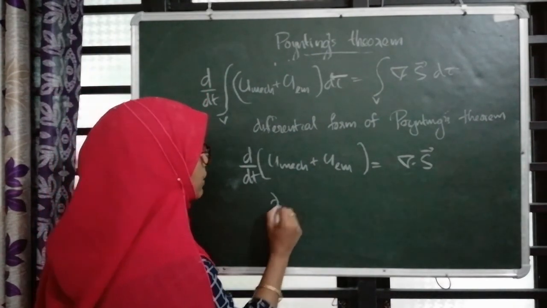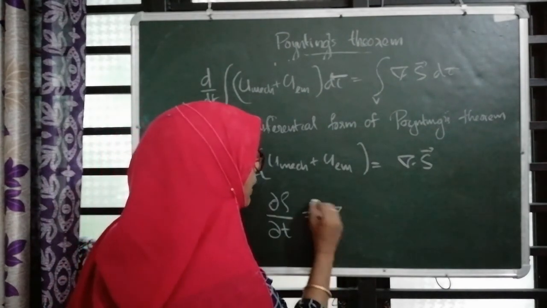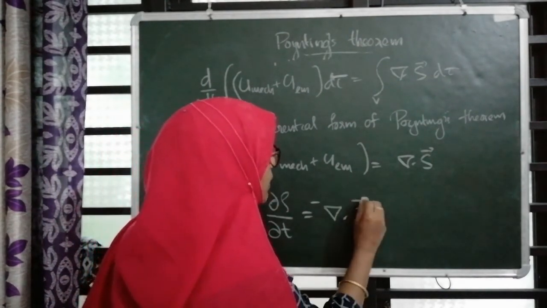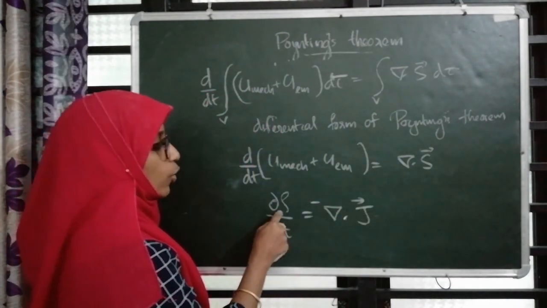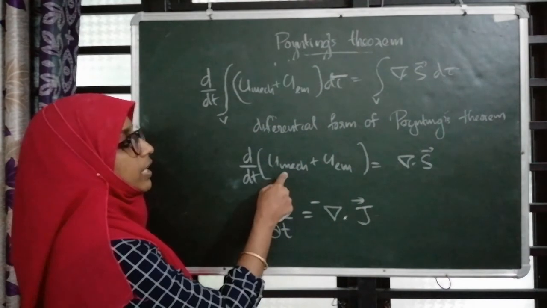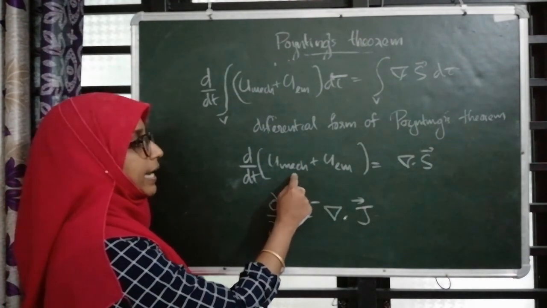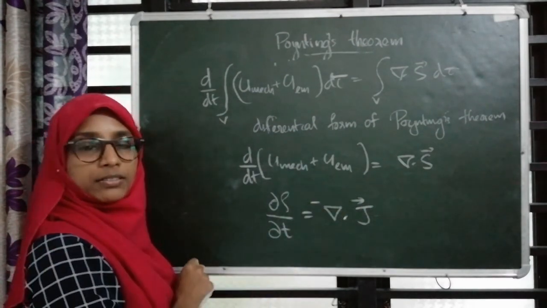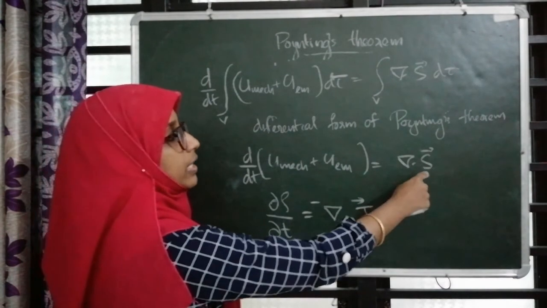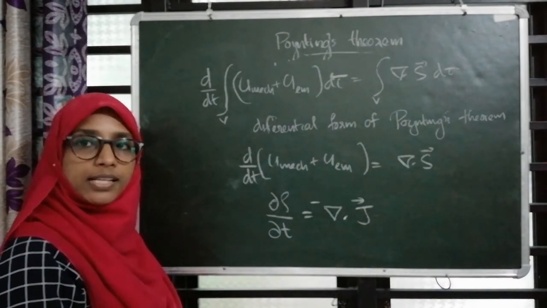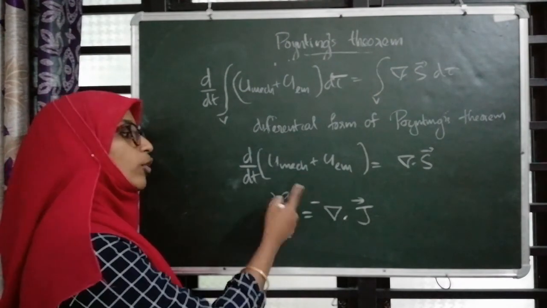We can compare this equation with the continuity equation, dou rho by dou t is equal to minus del dot J. Here in the continuity equation, rho represents the charge density, whereas here it represents the energy density of mechanical and electromagnetic field. And J represents the flow of charge, and here S, the Poynting vector, represents the flow of energy. This is the analogy between these two equations.